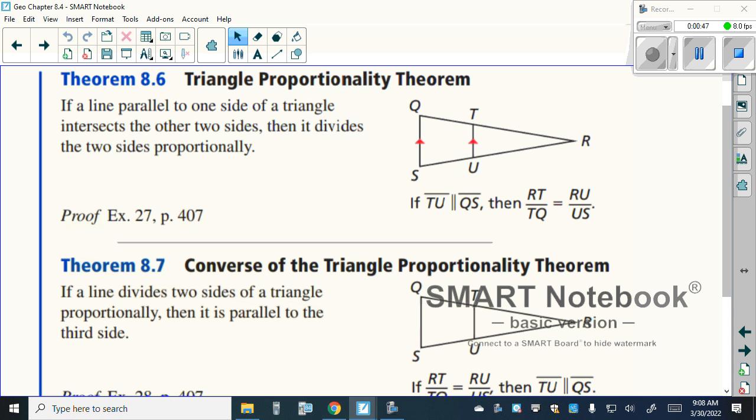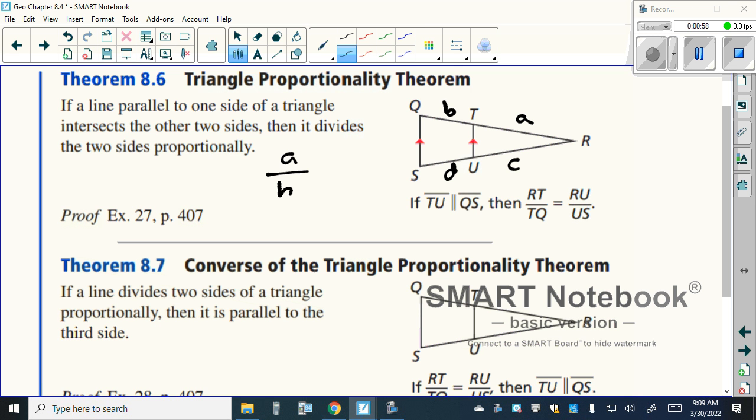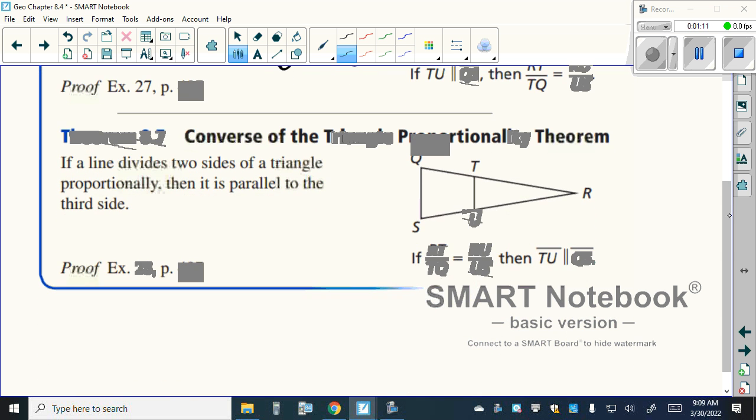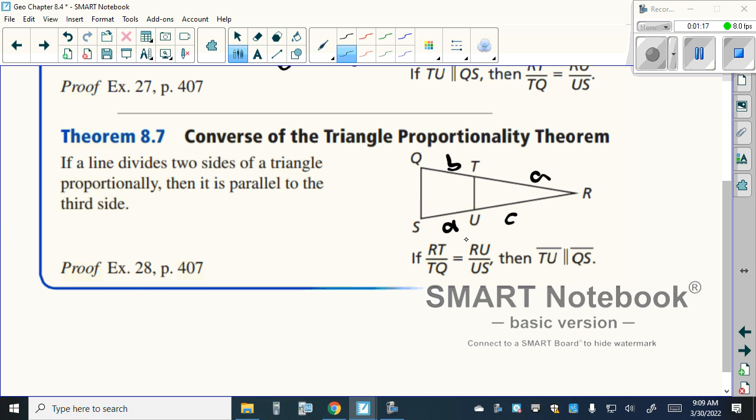Let me label the lengths A, B, C, D. We could say that A over B is equal to C over D. Those lengths are going to be proportional to each other because those two lines are parallel. The converse says that if A over B is equal to C over D, then these two lines are going to be parallel.